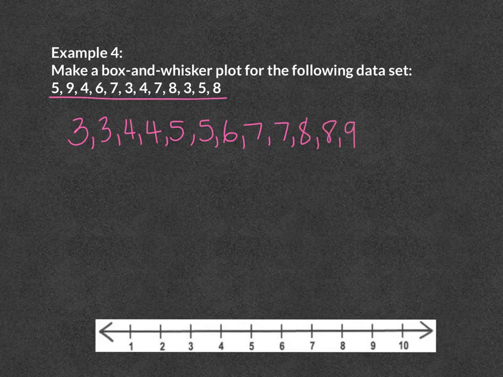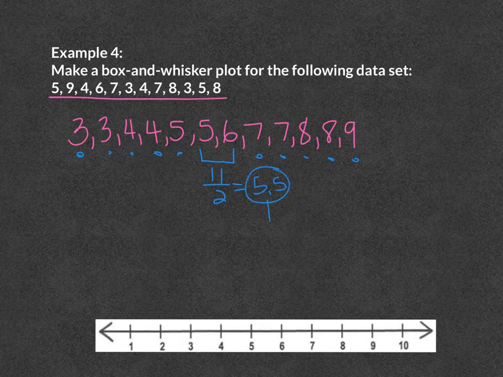Now I'm going to find the median, or the middle number of this data set. So what I'm going to do is pair these numbers up until I get to the middle number or numbers. So it looks like 5 and 6 are my two middle numbers. So I'm going to add them together. So 5 plus 6 will give me 11. Divide by 2, because that's my average. 11 divided by 2 will give me 5.5. And that is quartile 2.